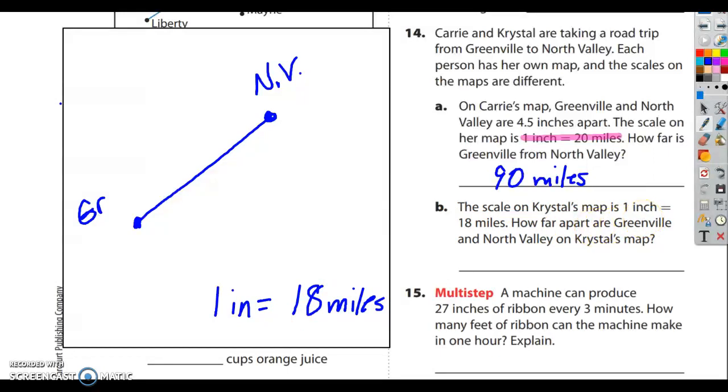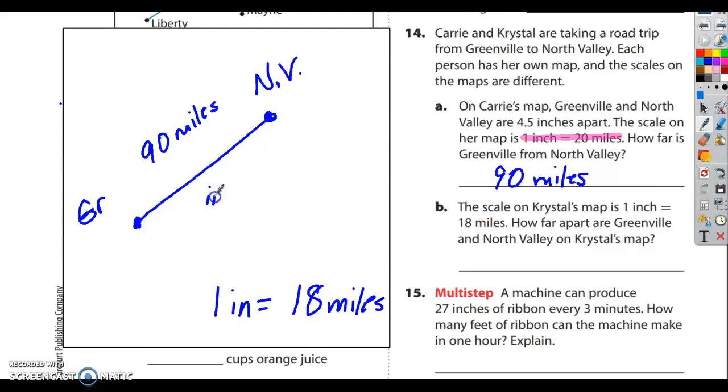Well, what seems to be missing is their distance, but we already know their distance. In real life, the distance is 90 miles. Just because they use different maps doesn't mean that the distance between two actual towns changes. So if you go back to A, the distance between Greenville and North Valley is 90 miles. Question B says it's a different scale. So think about how to set this problem up.